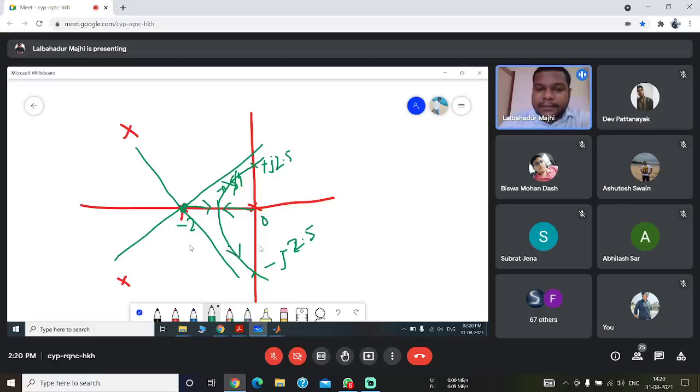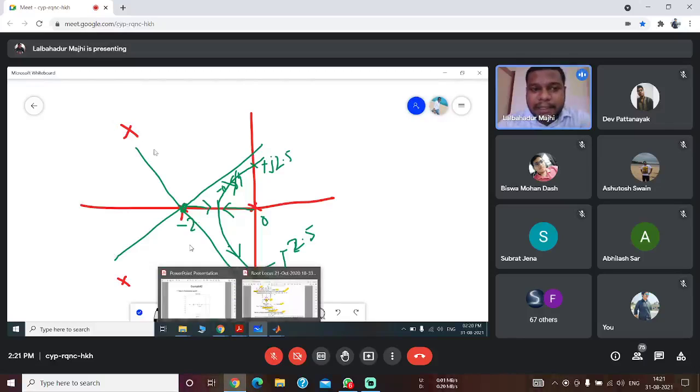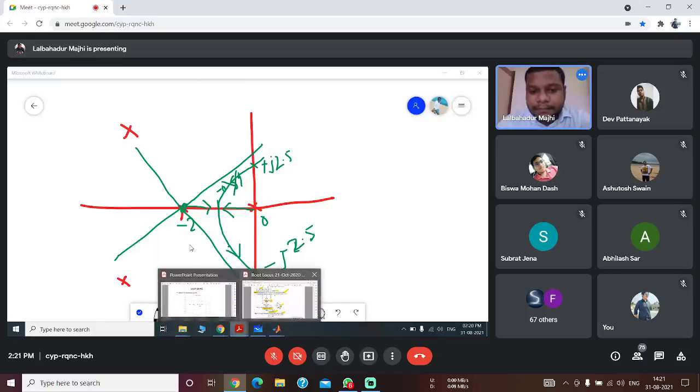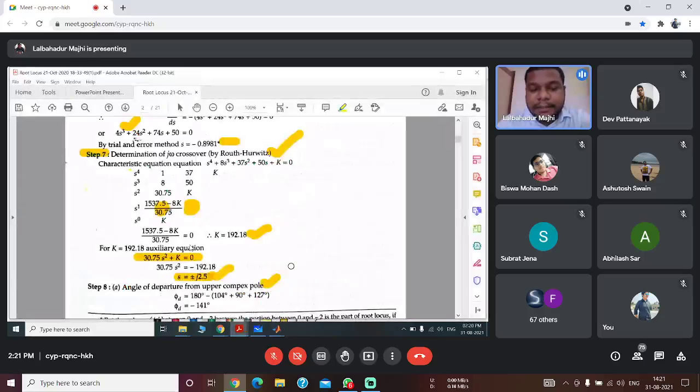So this part is clear, right? The next part is to see that from these two poles there will also be root locus branches. So how will they originate, or in which direction? It may start like this, or like this, or it may go straight down. So we have to find that. For that we have to determine the angle, because the root locus will depart from the complex pole. That is what is known as the angle of departure.